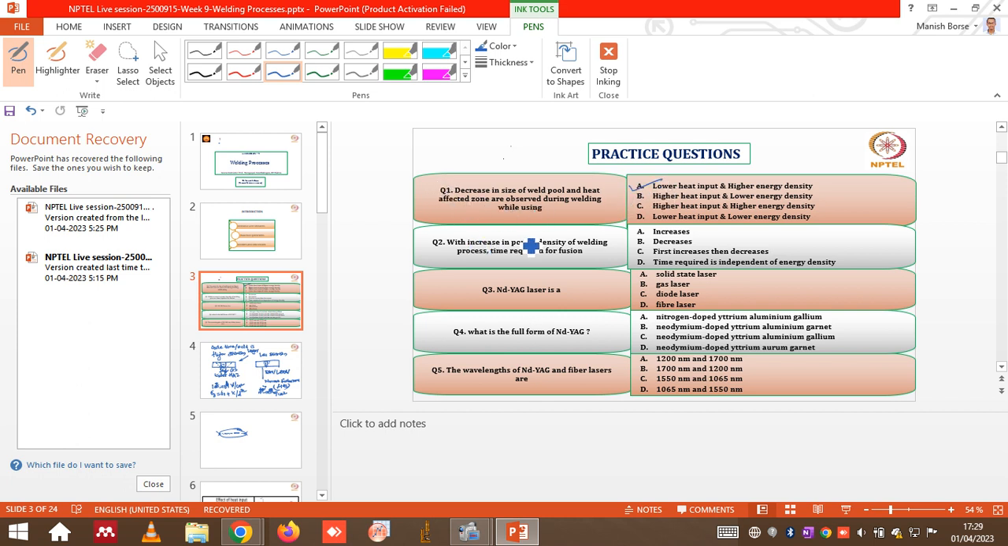Okay. And in the second question, with increase in power density of welding processes, time required for fusion. Okay, this time required for fusion actually decreases because heat is concentrated in a very narrow area in the case of higher power density processes, right? So with increase in power density, the time required to form the weld nugget or fusion zone decreases. Okay. So in that way we can answer the first and second questions, right?